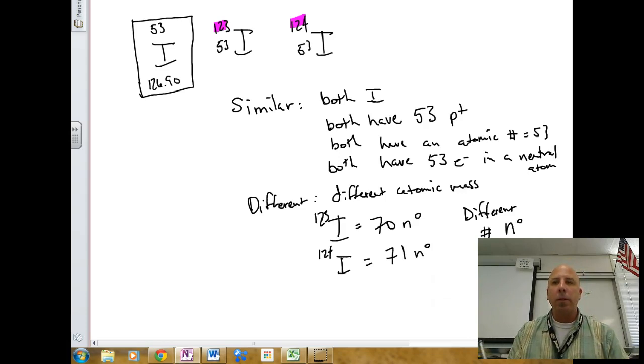So similarities and differences. And as we get more into isotopes and isotope notations, and into nuclear chemistry in the future, you're going to see how these isotopes really come into play with some of the things I talked about before, like nuclear medicine, as well as carbon-14 dating and things like that.